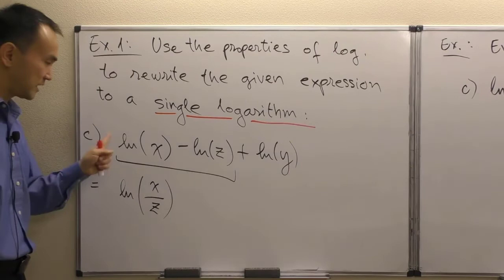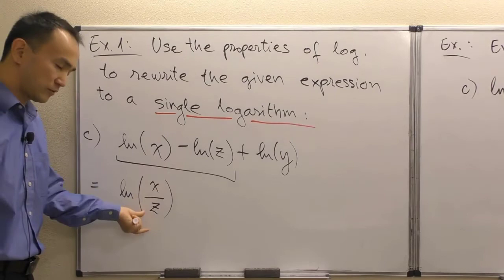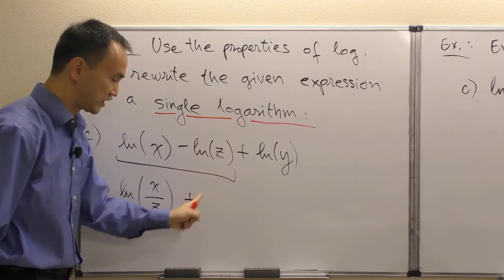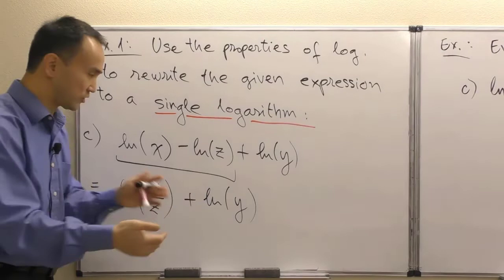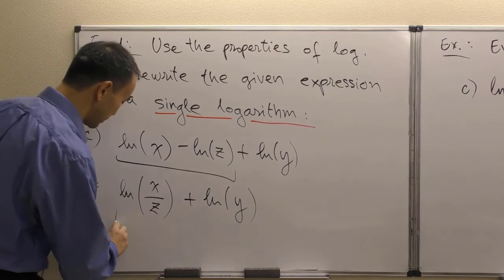These two terms grouped together produced the natural log of x over z, one single log. But don't forget, for the whole problem, we still have another log term waiting ahead. So now we add the natural log of y. At least the good news is, starting with three terms, now we're down to only two terms. And now we're going to continue grouping these two that remain.